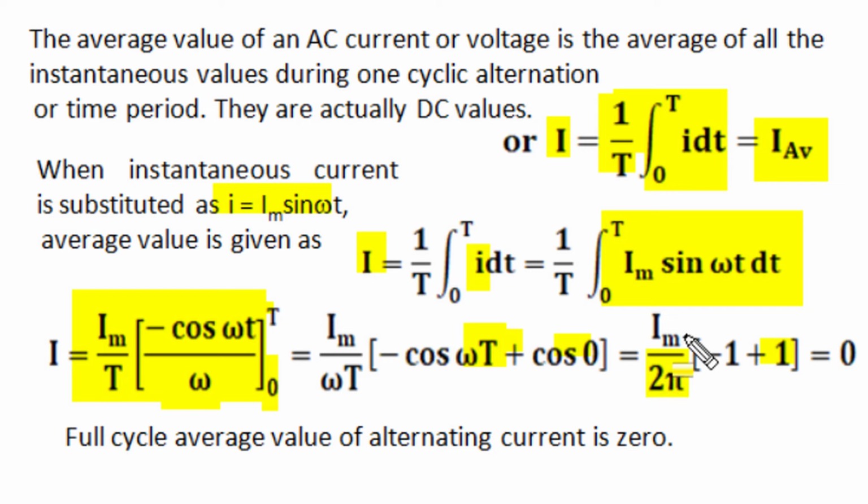So this is, with the minus sign, minus 1, and when minus 1 and plus 1 are added, we get the full cycle average value of sinusoidal alternating current as 0. So we can say in a full cycle alternating current transfers charge equivalent to the charge transfer by a 0 value of current, and we know a 0 value of current won't transfer any charge. So the full cycle charge transfer capability of alternating current is found to be 0.